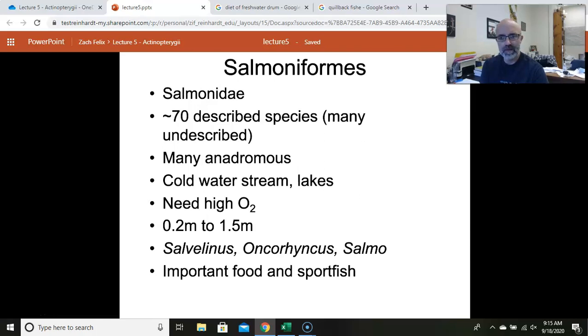Salmoniformes, another big, well, actually there's not that many species in the order, but as an order of fish, it's pretty well known. These are the salmon and trout, right? Because they're so good for food and for fishing, people know a lot about Salmoniformes. Salvelinus, these are the brook trout, Oncorhynchus, rainbow, Salmo, or a lot of the salmon, right? A lot of them are anadromous, meaning that they breed in freshwater and live most of their life in saltwater and move back and forth for breeding.